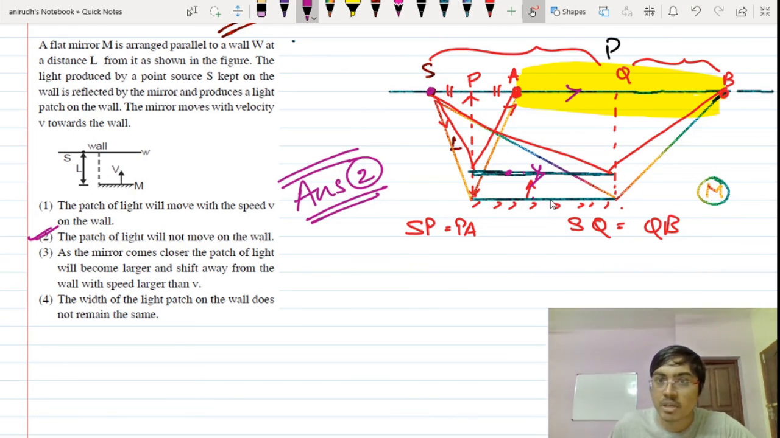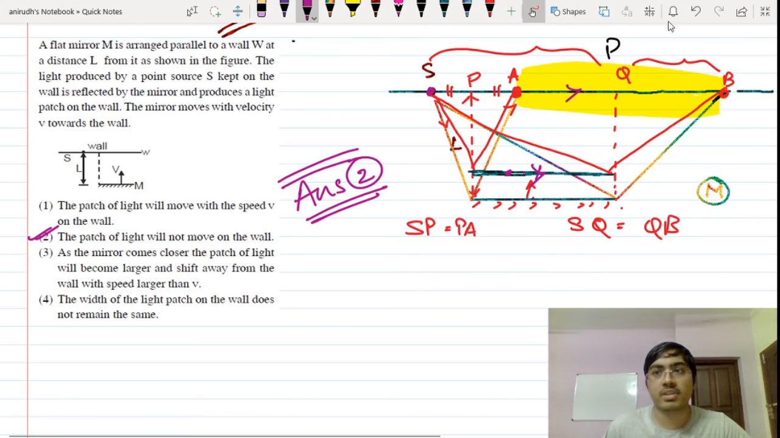See, the path traversed by the mirror is exactly perpendicular to the wall. It is falling exactly perpendicular, moving exactly perpendicular to this. There is no deviation. If there were a deviation to this side or that side, then you would be saying that the patch can move to this side or that side. But since the mirror is moving in exactly perpendicular way to the wall, there is no change in the position of the image. So that will be the explanation for this question.